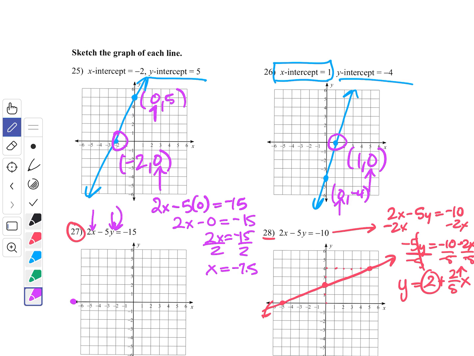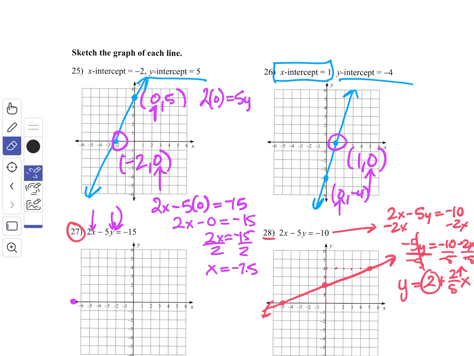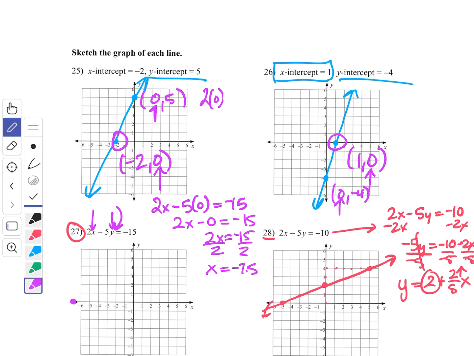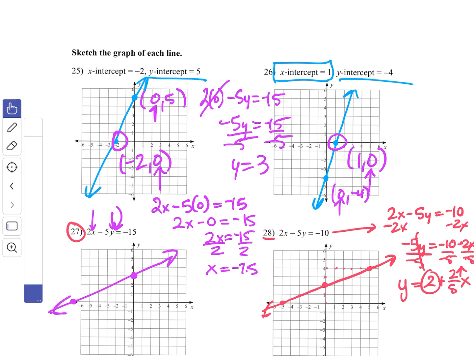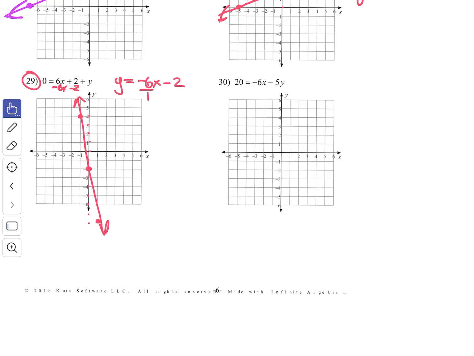Then to find the y-intercept, I make x 0. So it'd be 2 times 0, minus 5y equals negative 15. That becomes 0. Negative 5y equals negative 15. Divide by negative 5. We get y equals positive 3. So positive 3 for y right there. And there's my graph. Okay.